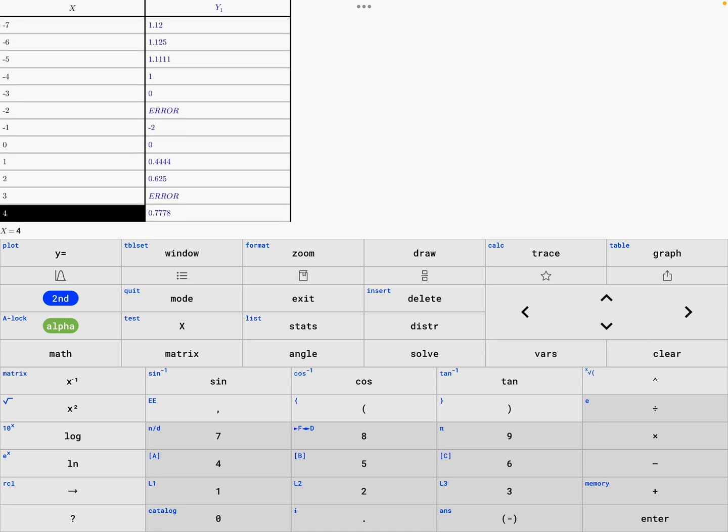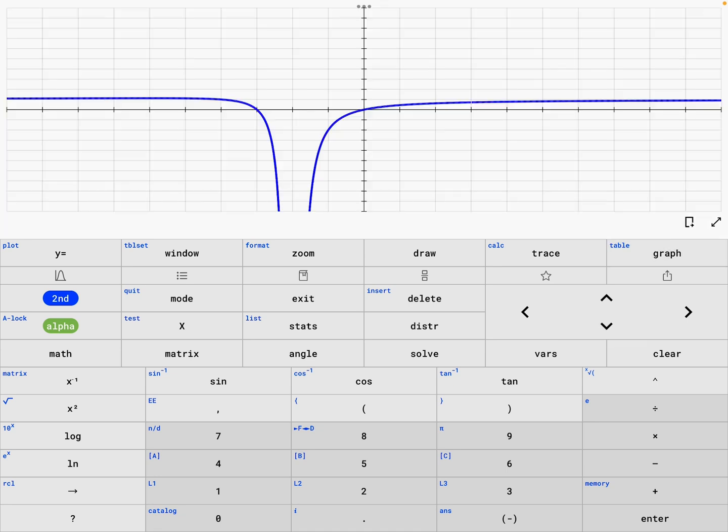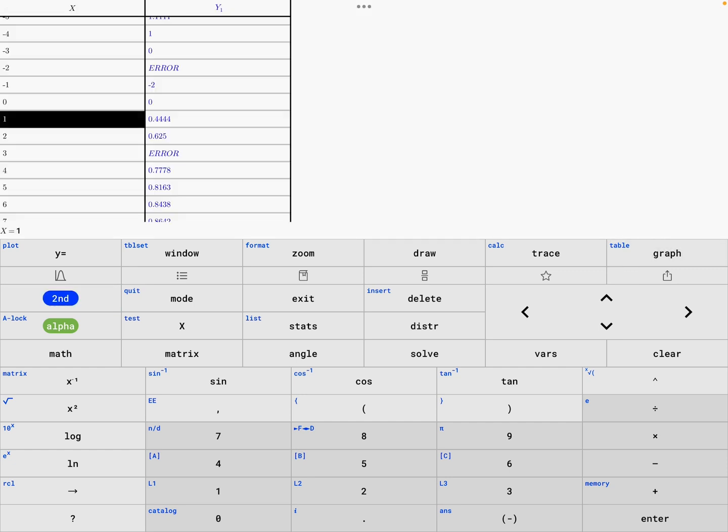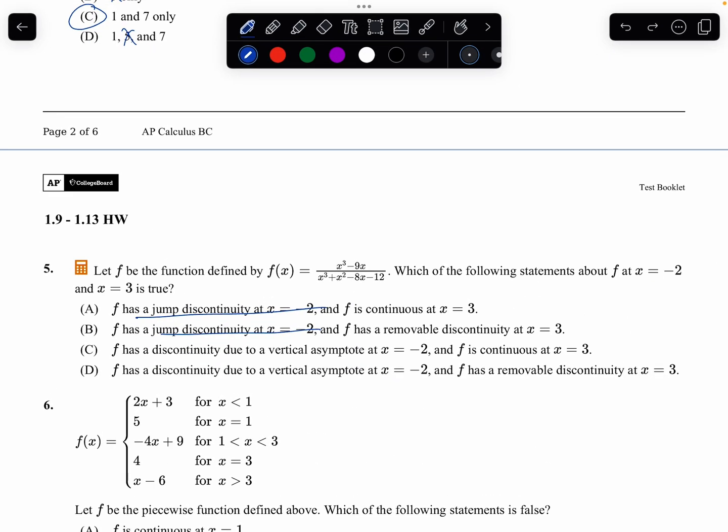And it looks like there is an error at x equals 3. So while here, if I look at x equals 3, you might not be able to see it. But if I go to my graph or my table, we are undefined at x equals 3. It's an error there. So I'm going to say that there is a removable discontinuity there. So there you go.